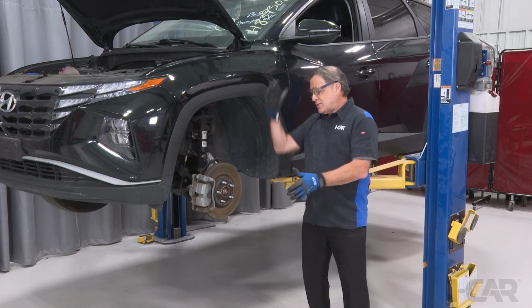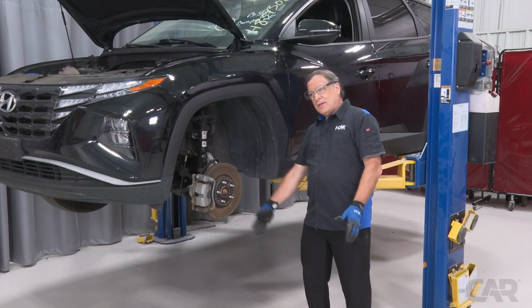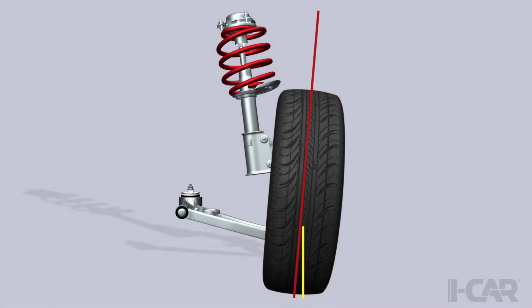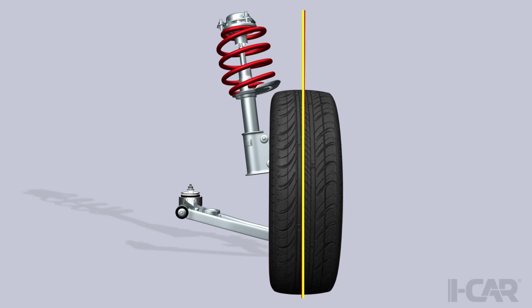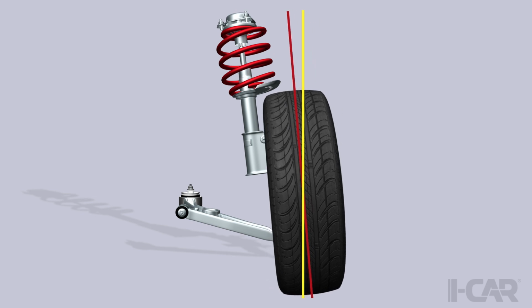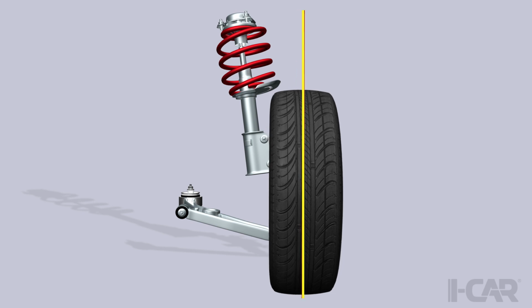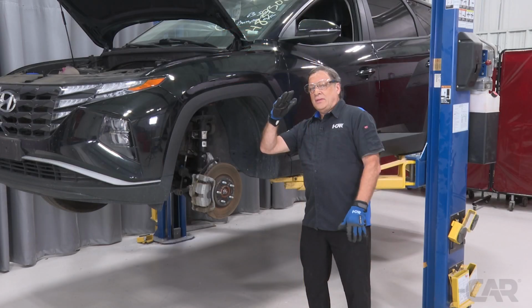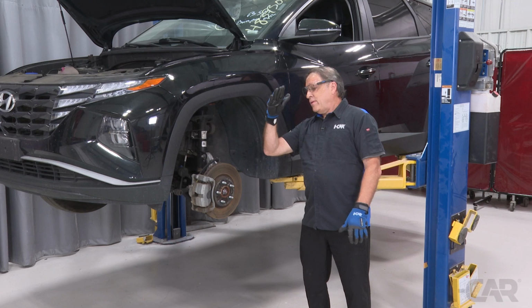Camber, very basically, is the vertical tilt of the tire wheel assembly as compared to true vertical. If that tire wheel assembly is laying in, it's negative camber. If that tire wheel assembly is laying out, it's positive camber. Camber is a tire wear angle.